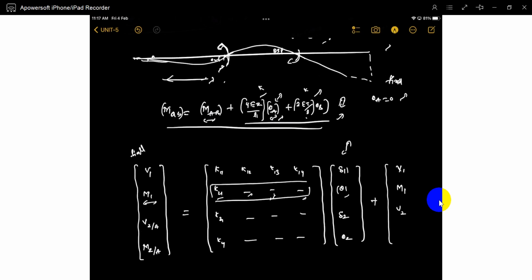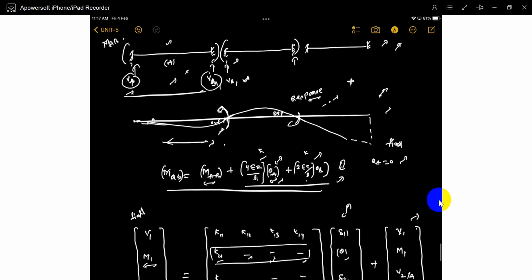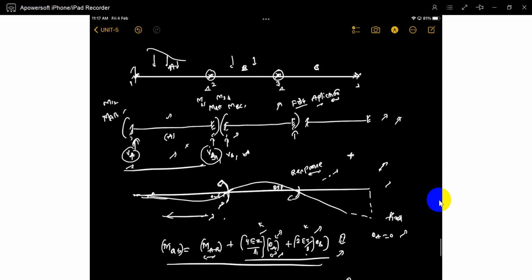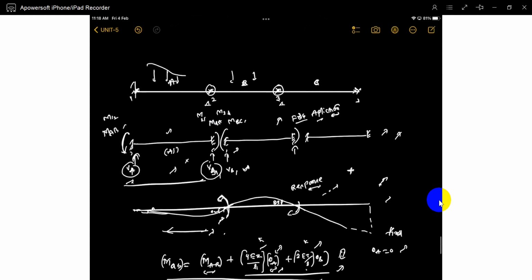So V2 for A matrix, M2 for A matrix. These are also taken in the same direction. Same direction means for VA, if you take upward as positive, M anticlockwise is positive. If you take anticlockwise as positive, not clockwise positive, that will adjust in the problem. So this is for the A element. Just observe it.